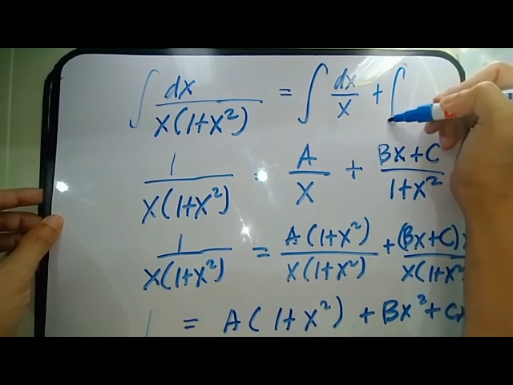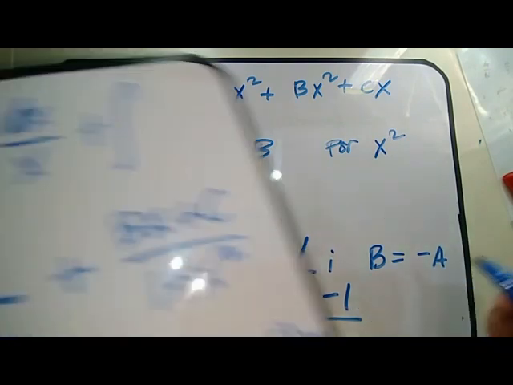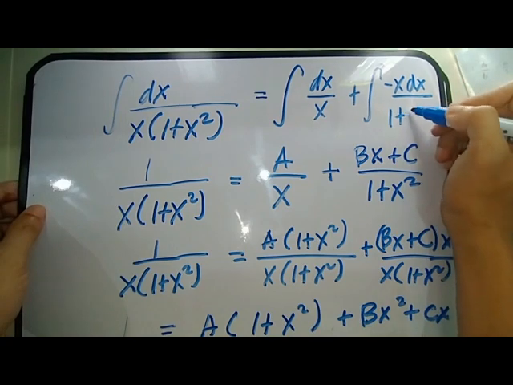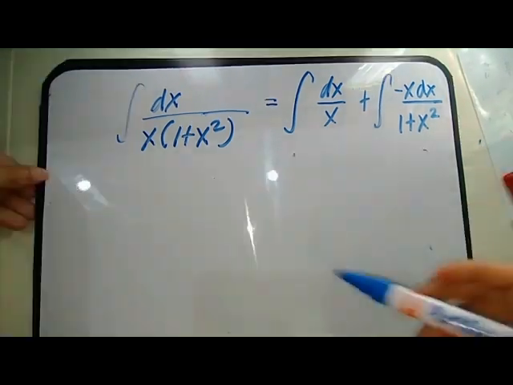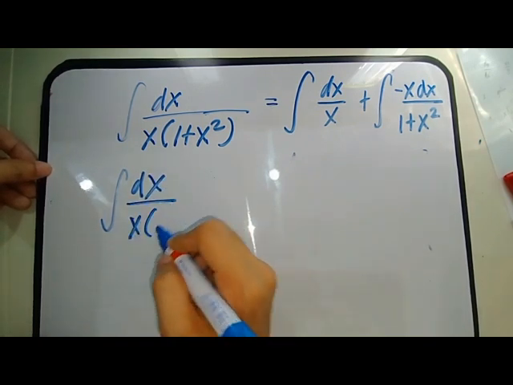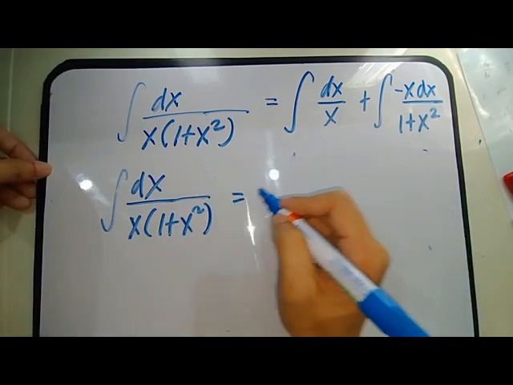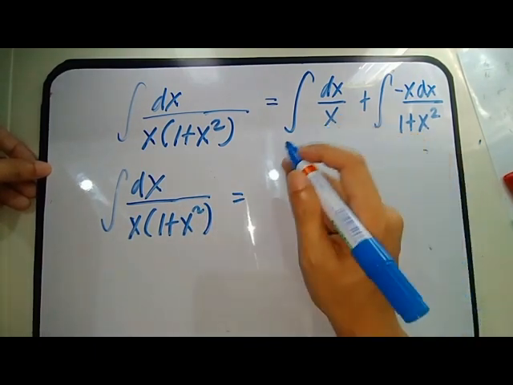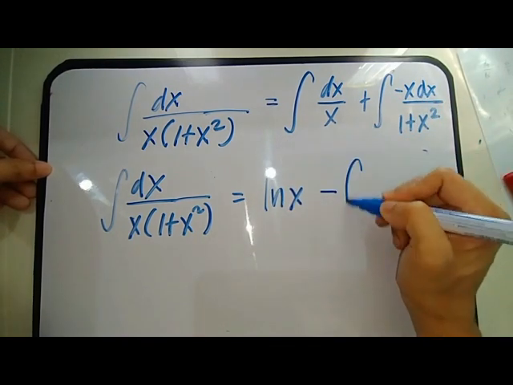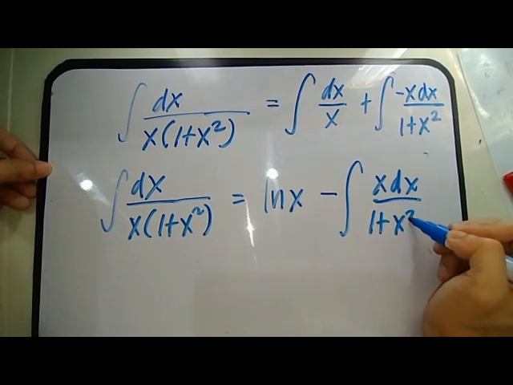So plus integral of, so b is negative 1. So negative x dx all over 1 plus x squared. You have here integral of differential of x all over x times 1 plus x squared, equal, so integral of dx over x, that is ln x. So here we have minus integral of x dx all over 1 plus x squared.